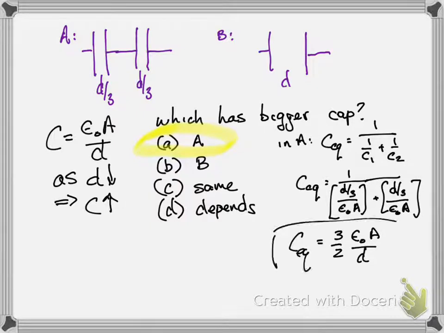C equivalent in system A is 3/2 epsilon 0 A over D, whereas C in system B is epsilon 0 A over D. And this is, of course, assuming that they are vacuum filled or air filled, where epsilon 0 is the permittivity of free space. It doesn't matter what they're filled with, but the answer is A. A has a bigger capacitance.